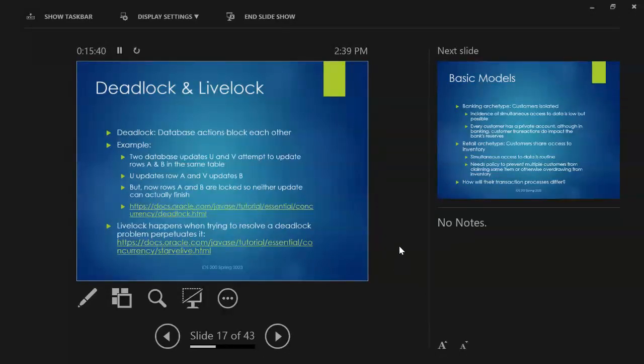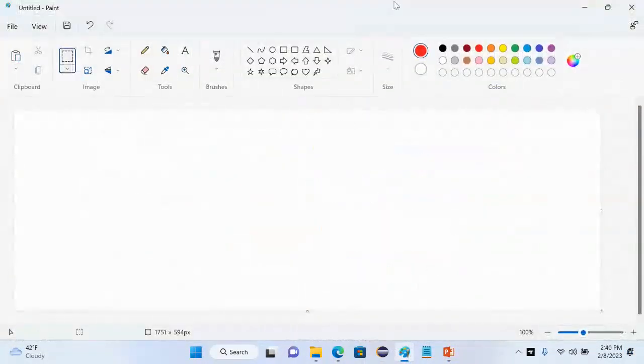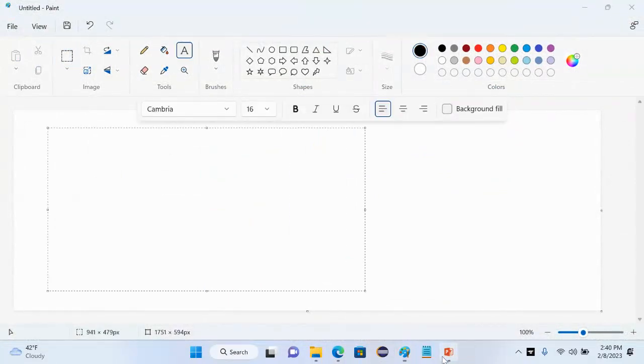Okay, so first of all, Deadlock, which we briefly mentioned before. In Deadlock, 2 database actions actually block each other. So we're gonna write this out. Imagine if, let me follow the text of the slides.